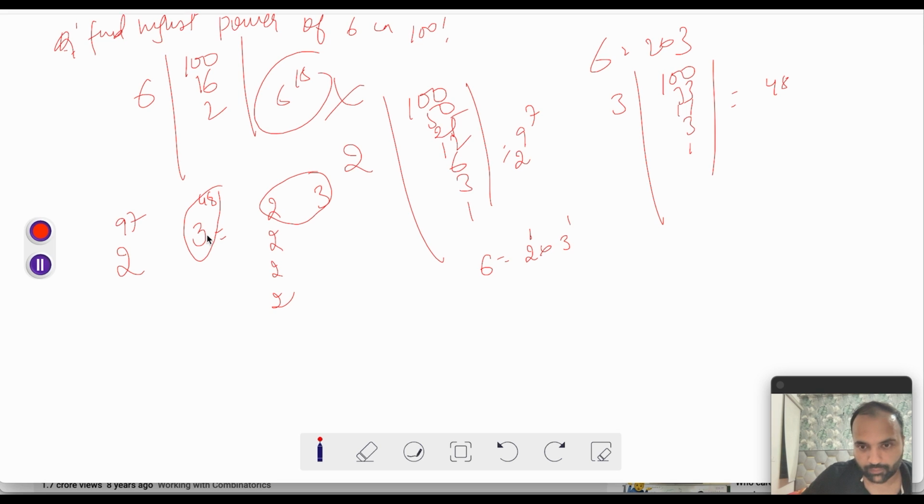Okay, understand this very clearly. If the number of 3s we have is only 48, we can only make 48 such pairs of 2 into 3. So the basic thing is the highest power of 6 would be 2 to the 48 into 3 to the 48, which means the highest power of 6 would be 48. That would be the answer.